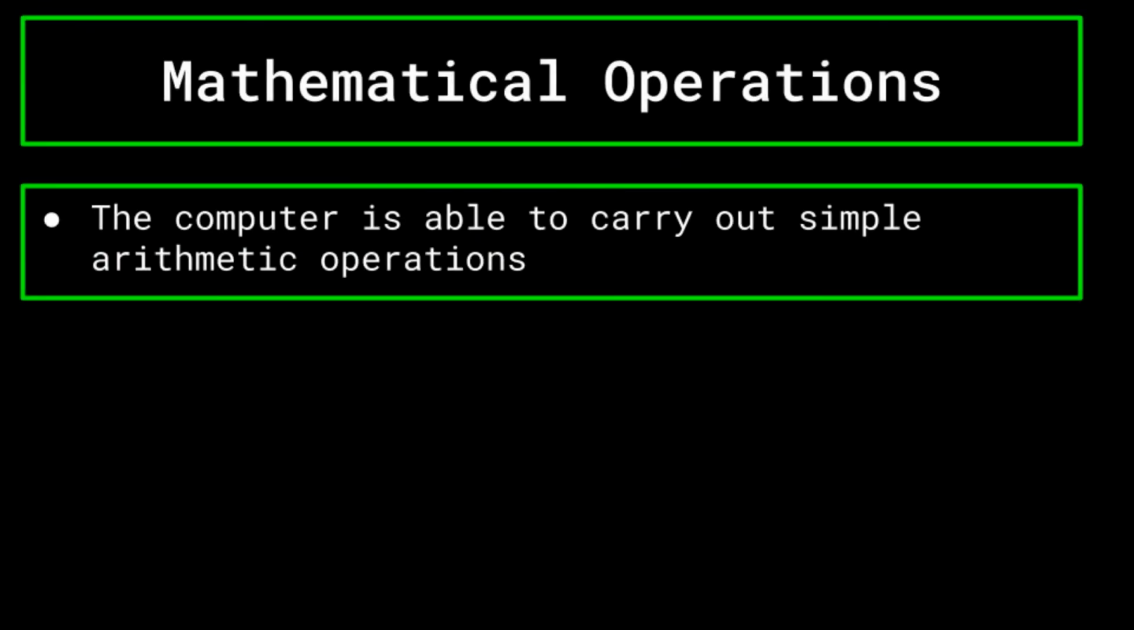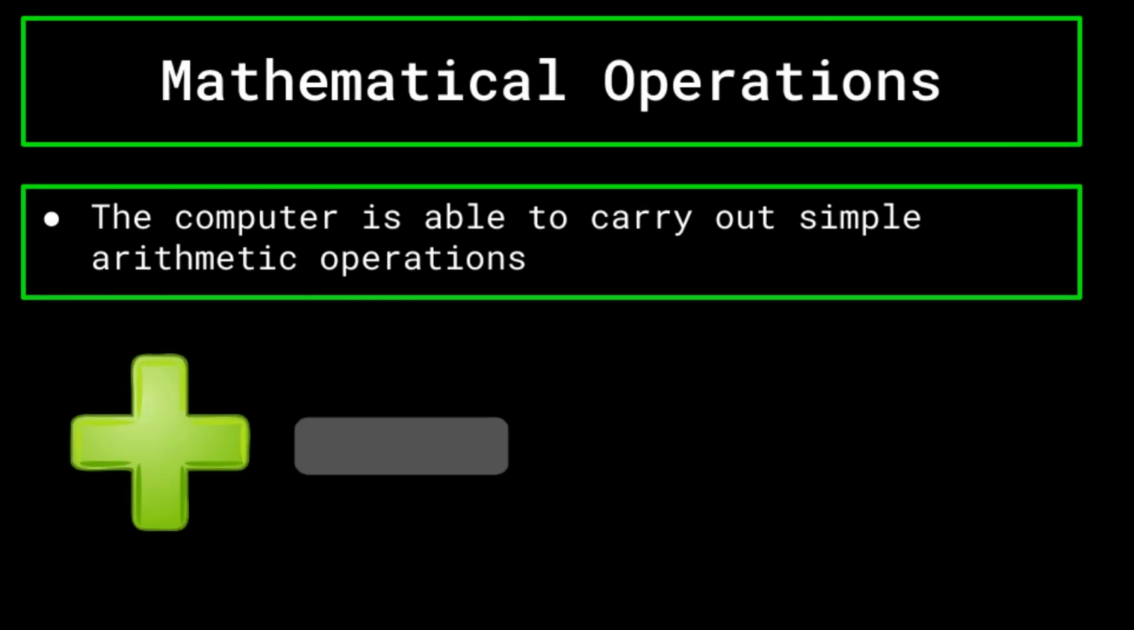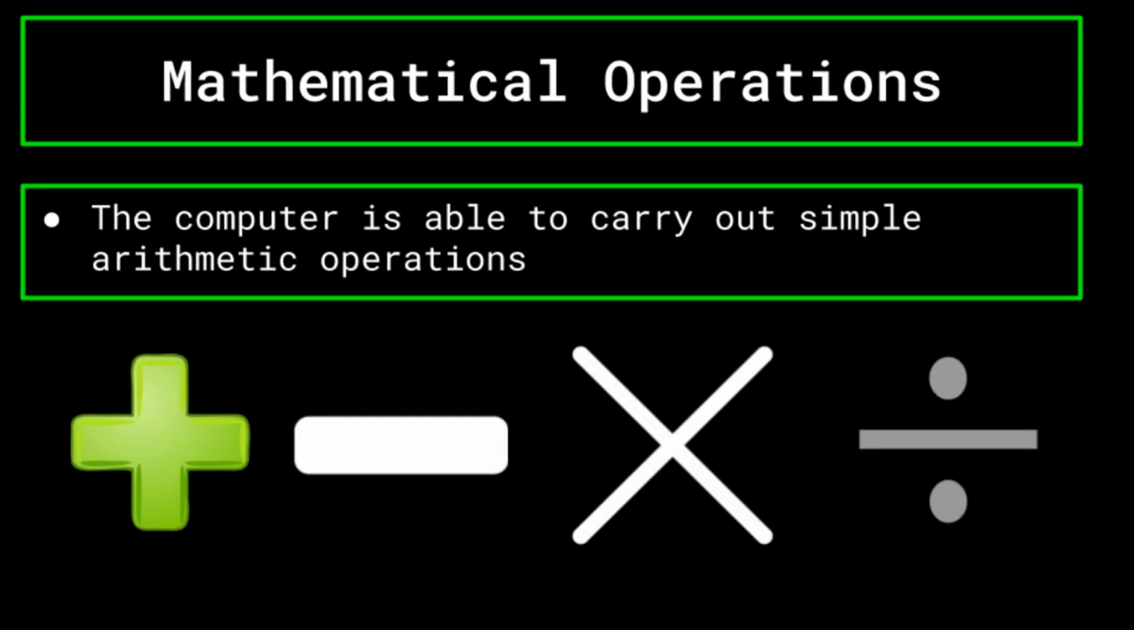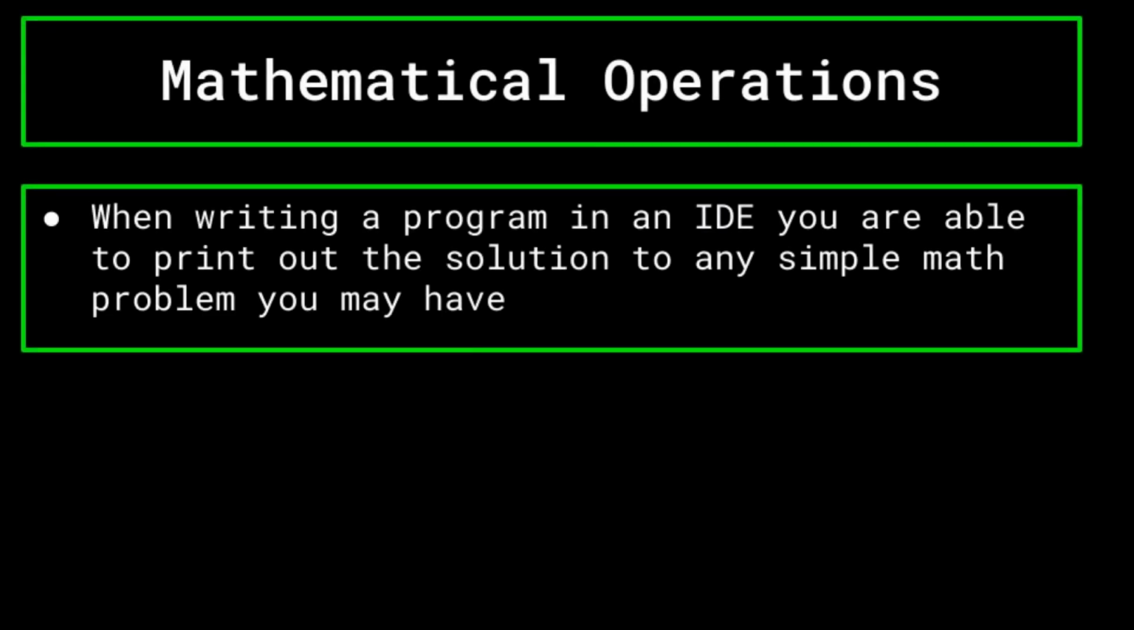To begin, let's go over some basic math that the computer can do. Firstly, the computer is able to carry out simple arithmetic. This includes addition, subtraction, multiplication, and division, as can be seen on the screen now. When using an IDE, or simply running a script that you've written from your computer, you'll be able to print out the answer to any math problem that you could want to know using these operations.